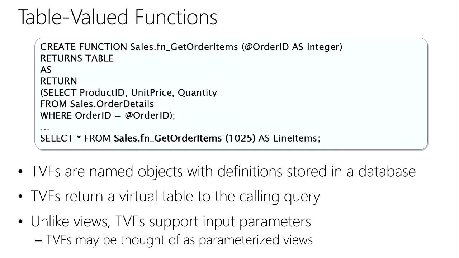So in the example that we've got here, it's a function that takes a parameter called order ID, which is an integer. It returns a table, and the table it returns is defined by that select statement. And what it's returning is the details of the order that has that order ID that we've passed in. So it's a little more flexible than a view. I don't have to have a where clause when I query it. Instead, I pass in a parameter.